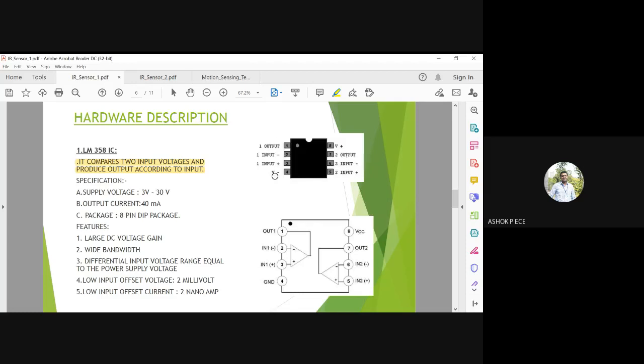V plus and V minus are for biasing the IC. So it is simply going to be an amplifier. I'm going to give the difference of the two input signals to the amplifier. It is going to amplify and give the output here in pin number 1 and pin number 7. And I have these two identical setups on either side of the IC.